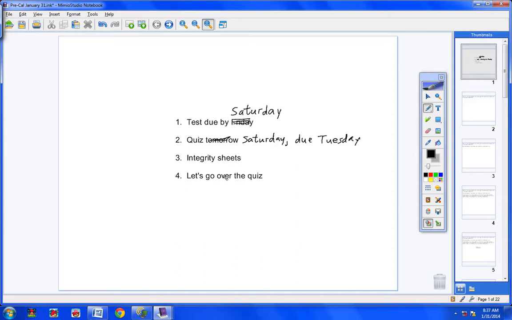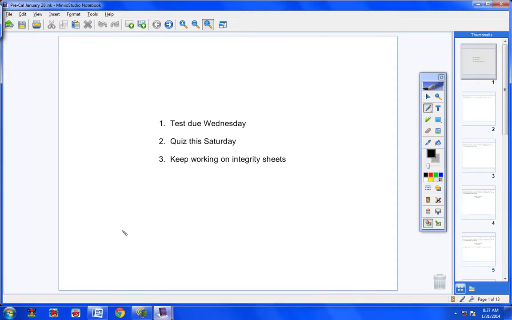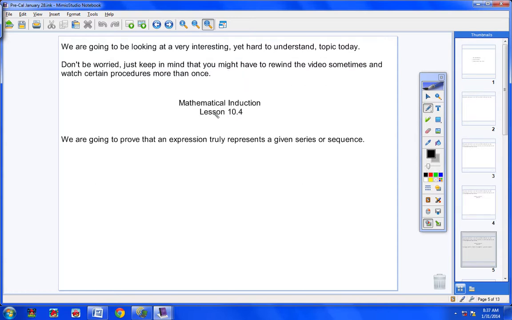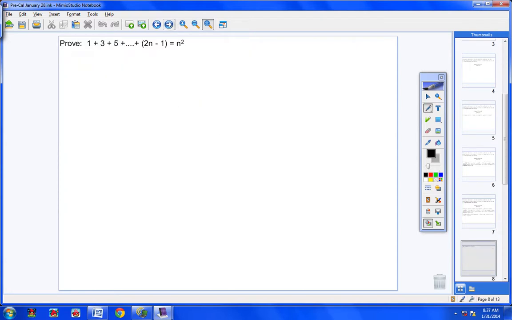And then let's go over the quiz, okay? Let's go ahead and go over your quiz for tomorrow. What's going to be on the quiz? January 28th, we covered some information. We looked at mathematical induction, and you should be able to take problems like these. I know they're not super easy, but you should be able to take problems like these and prove them.